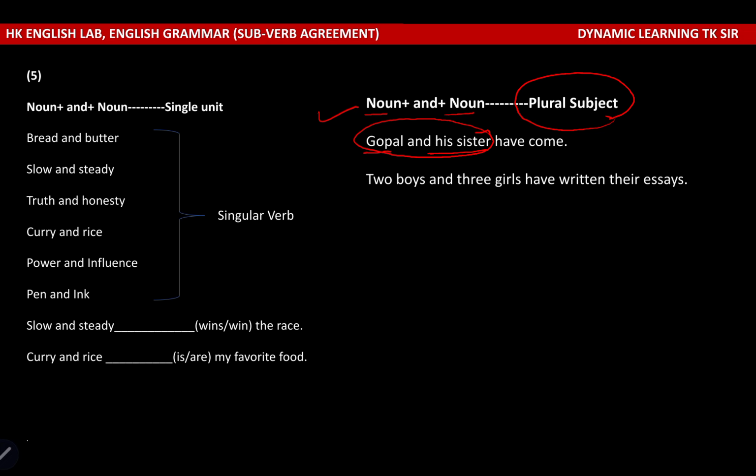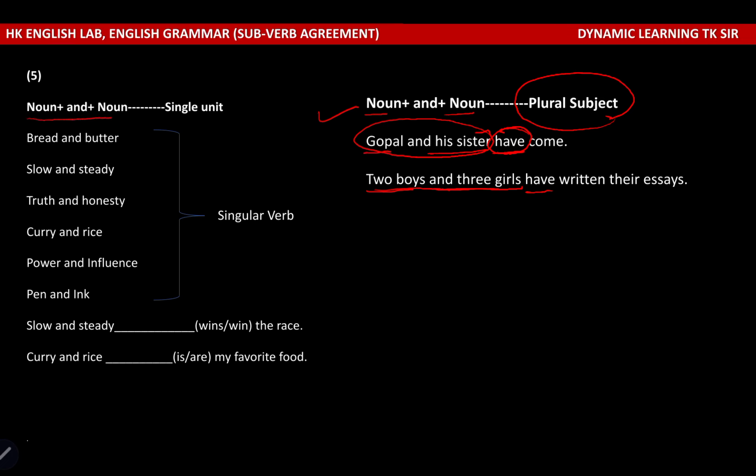If it is plural, it is also known as a compound noun. When two or more nouns are connected, this is called your compound noun. And a compound noun always receives the plural verb. Got it? So Gopal and his sister, this term becomes compound and it is a plural noun. That's why the verb it receives here is have, which is in the plural form. Like this, two boys and three girls. So it is also your compound noun, which is in plural form. So it also has taken have as its plural form.